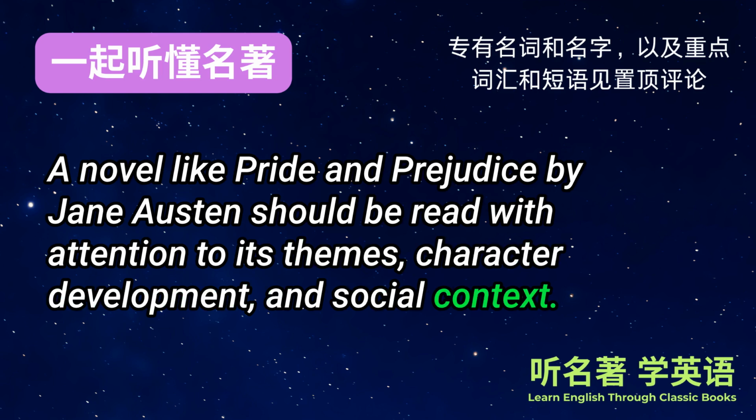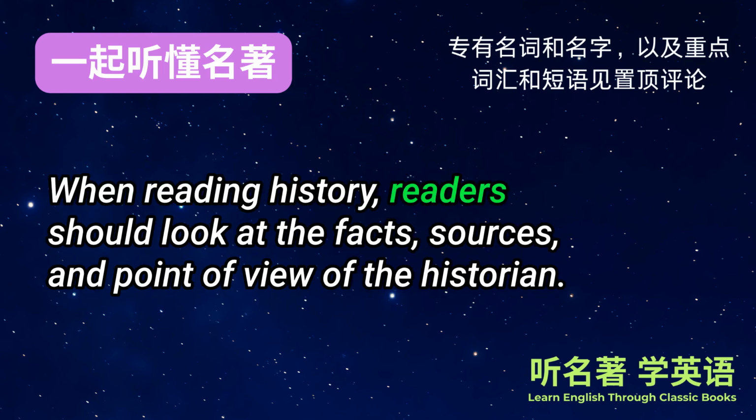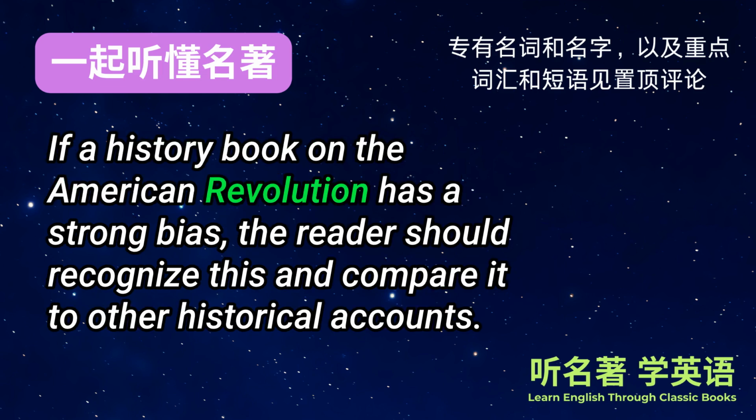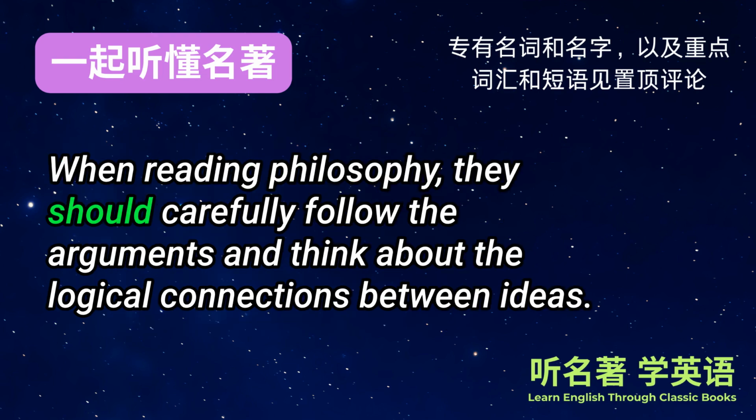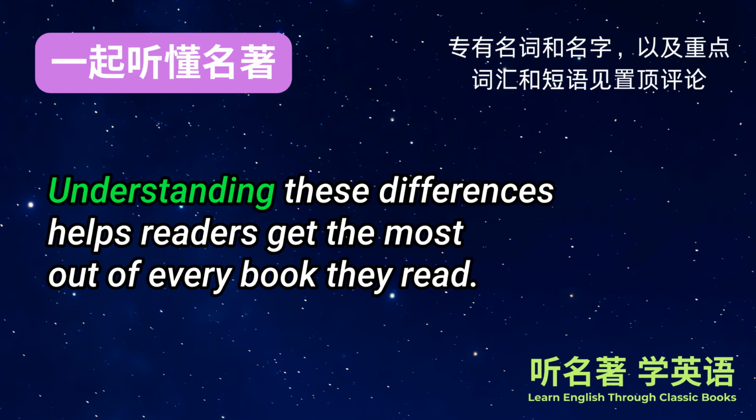When reading history, readers should look at the facts, sources, and point of view of the historian. If a history book on the American Revolution has a strong bias, the reader should recognize this and compare it to other historical accounts. When reading philosophy, they should carefully follow the arguments and think about the logical connections between ideas. Understanding these differences helps readers get the most out of every book they read.